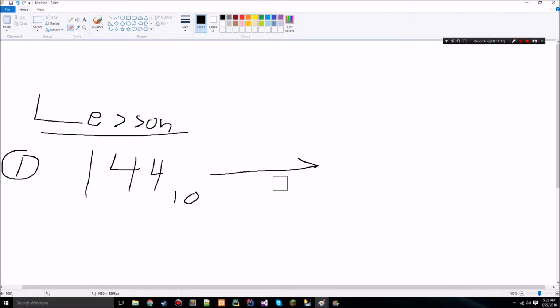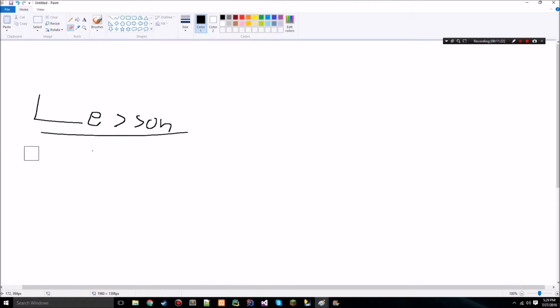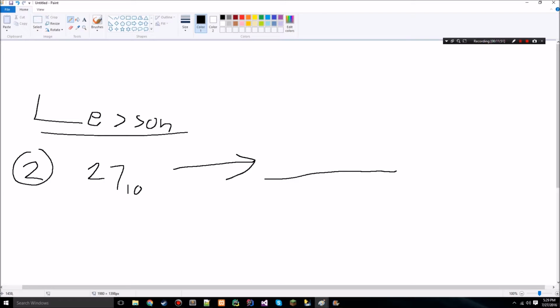Alright, so let's get another problem. Let's do number 2. Let's do 27 base 10, and we're going to use the mountain division method for this. And then in the next one we'll just do remainder division. Either method, whichever works best for you, your choice. You get the same result, it doesn't matter. So 27 base 10, and we want it in base 2.